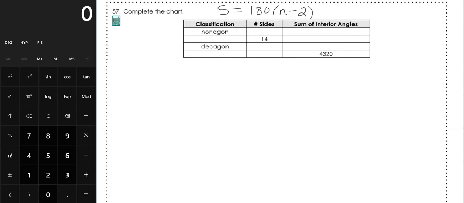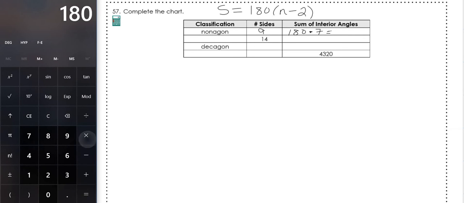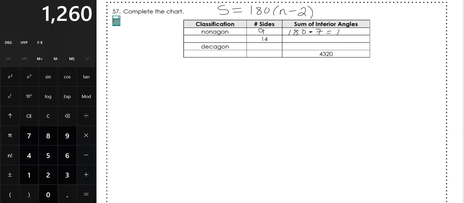Now we have 4 different examples here. For the first one, the list is nonagon. So the number of sides is 9 for a nonagon. To find the sum of interior angles, we're going to do 180 times 7. N minus 2 is 9 minus 2, which is 7. So 180 times 7 equals, in the calculator, 1260.